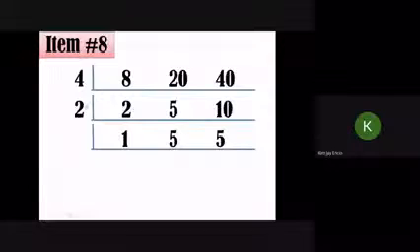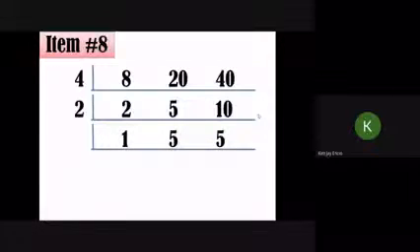2 divided by 2 is 1. 5 is not divisible by 2, right? So you just copy it here. 10 divided by 2 will give you 5. 1 and 5, their GCF is 1, but 5 and 5 has a GCF of 5. So we could still continue.